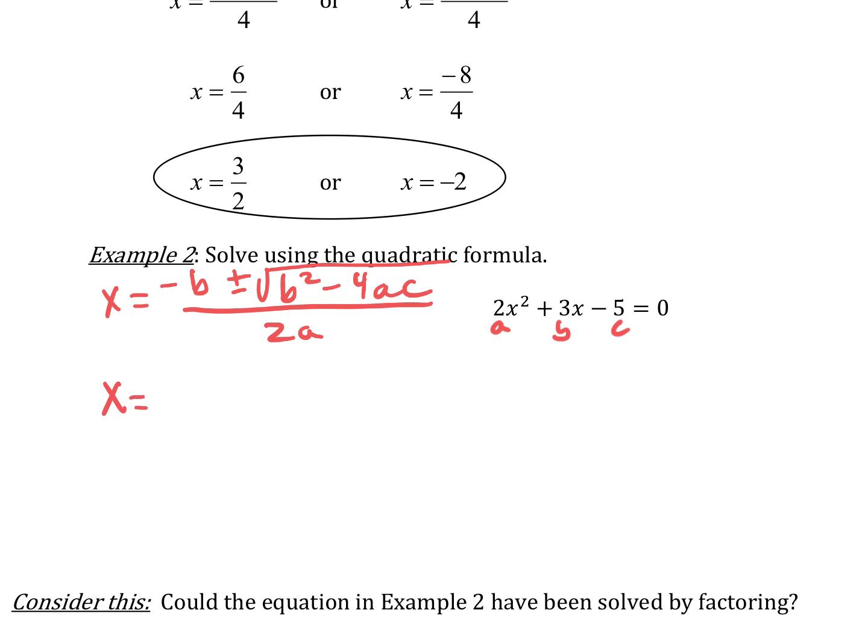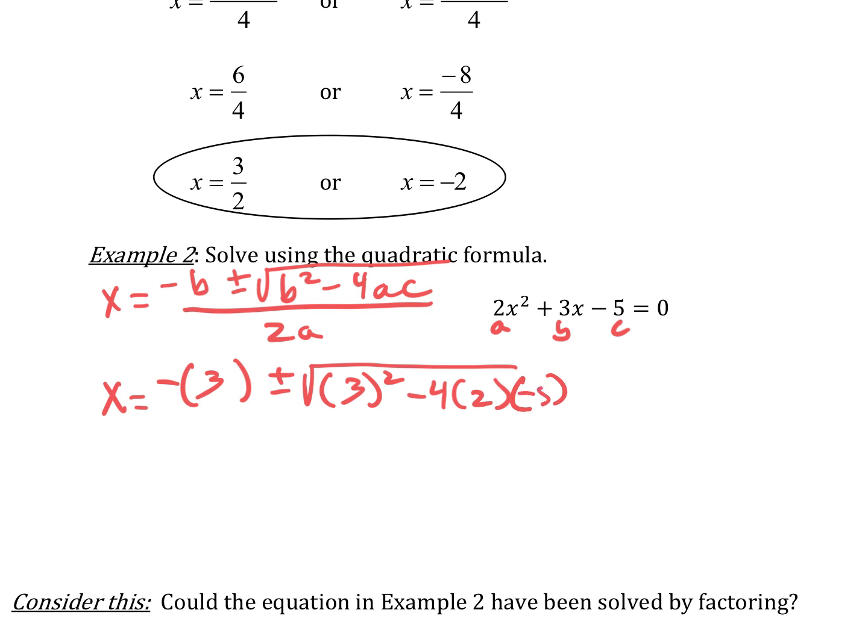So we have x equals negative b. What is b? b is 3. Then we have plus or minus the square root of b squared. What is b? 3. Minus 4 times a. What is a? It is 2. And c, which is negative 5. Don't forget to bring that negative sign with it. Okay, minus 5 is really the same as plus negative 5. Adding negatives are the same as subtracting. And on the bottom we have 2a, which is 2 times 2. So that a is that 2.